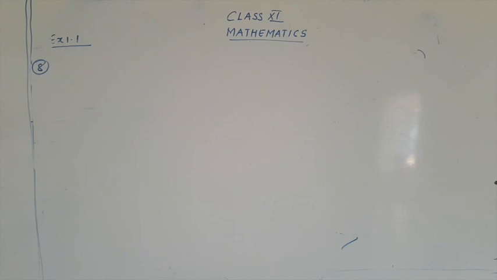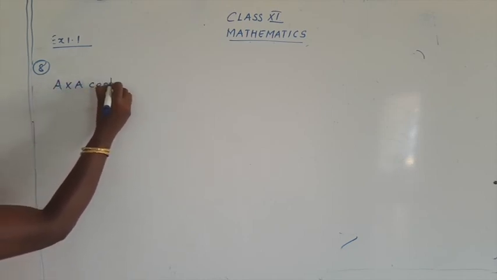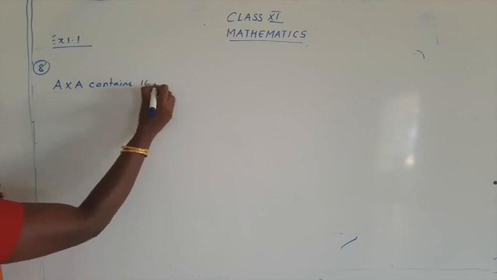And they have given you 2 elements. What are the 2 elements given? That is (1, 3) and (0, 2) is given to you. So now you have to find out the elements of A. So let's start with the answer. Write on the answer part. A cross A contains 16 elements.